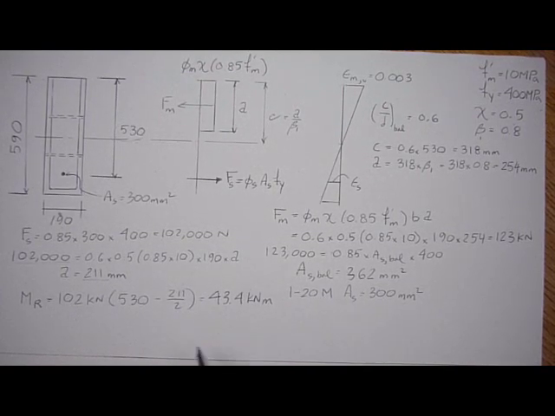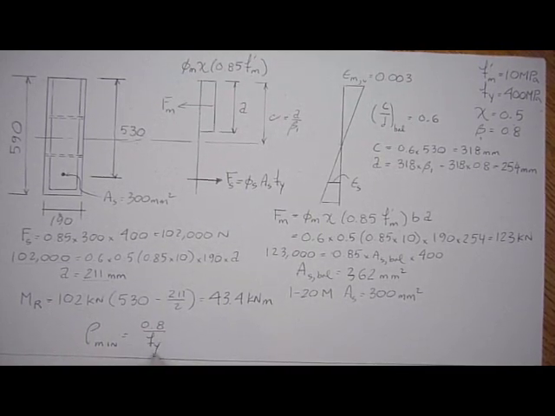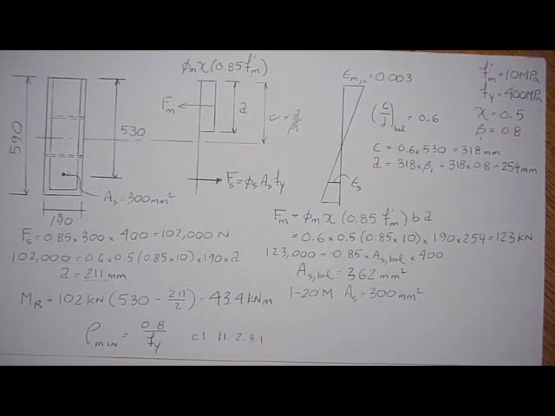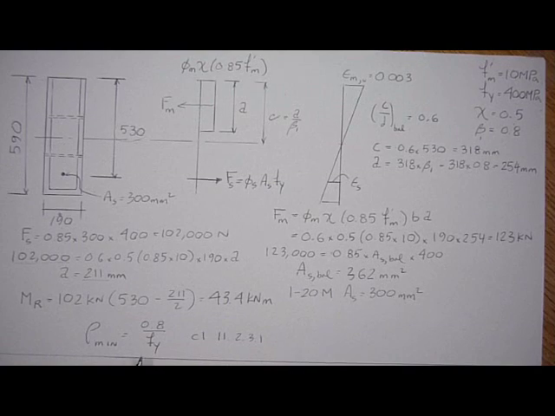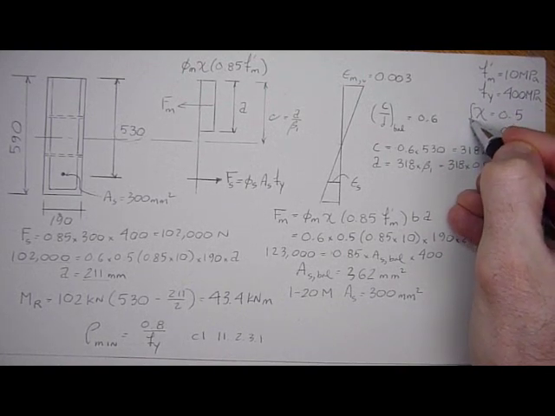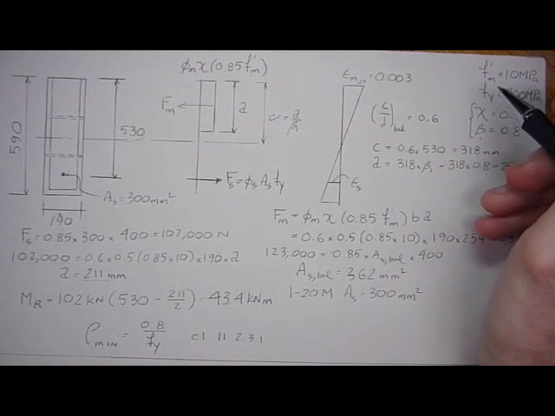The only other thing to be aware of is the area of steel minimum criteria. So in the masonry code, they say rho minimum is 0.8 over fy, and that's in clause 11.2.3.1. And we're obviously way above that, so we don't even bother computing it; just by inspection we know that. And these factors here can be found in clause 11.2.1.6.